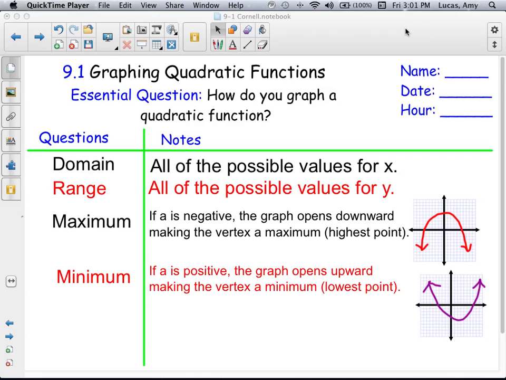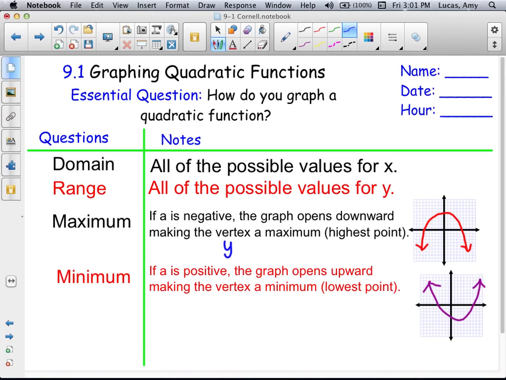The next two vocab words we have are maximum and minimum. Standard form, remember, was y equals ax squared plus bx plus c. So now what we're talking about is the value of a. What the value of a does is it controls the direction that the parabola opens. And then that controls whether or not there's a maximum or minimum value for your quadratic.